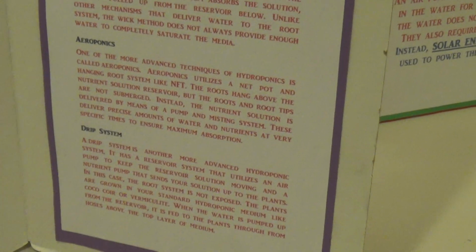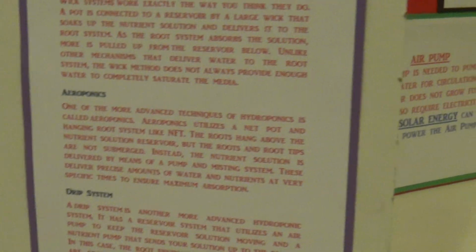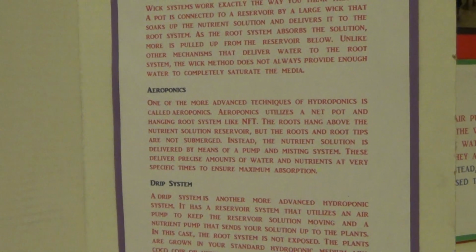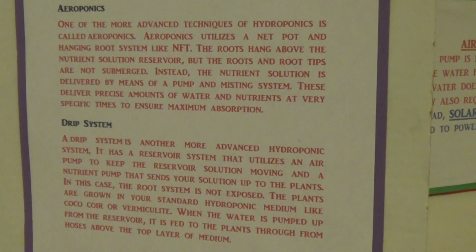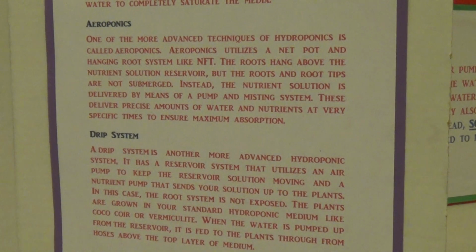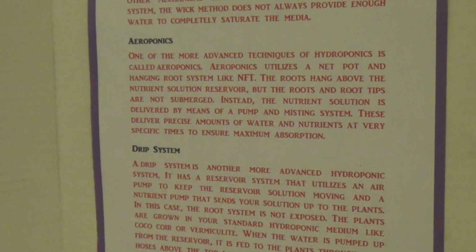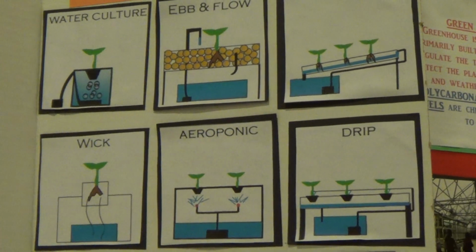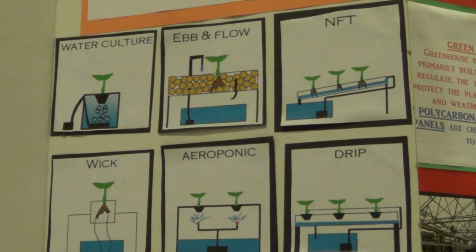Aeroponics. One of the more advanced techniques of hydroponics is called aeroponics. Aeroponics utilizes a net pot and hanging root system like NFT. The roots hang above the nutrient solution reservoir, but the roots and root tips are not submerged. Instead, the nutrient solution is delivered by means of a pump and misting system. These deliver precise amounts of water and nutrients at very specific times to ensure maximum absorption.